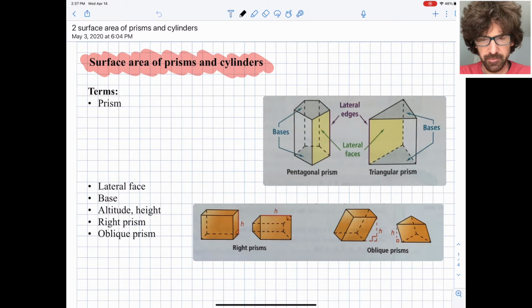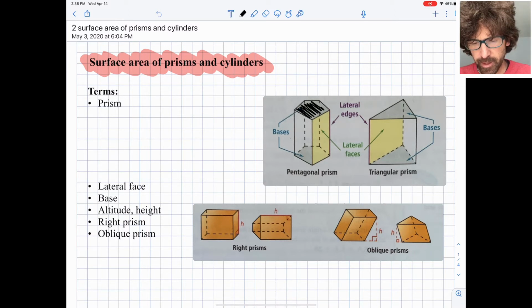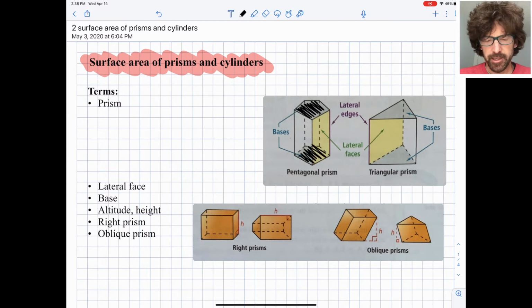First off being a prism. A prism is a solid object that has polygons as its faces. So in other words, a cylinder or a sphere is not a prism, so its faces need to be polygons. And then most importantly, its bases are parallel and congruent. Okay, so there's an example of a prism right there with those two bases.